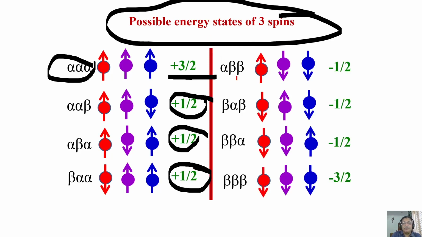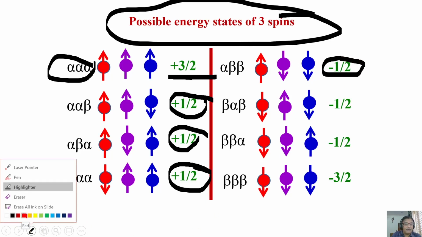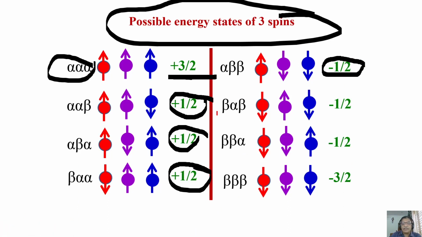Now I am considering two betas, one alpha. So this is one possible combination. Alpha, beta, beta. That is plus half, minus half, minus half. If you add up all the three, you will get minus half. Okay. That is the important point you must remember. Now next situation. Beta, alpha, beta. This is beta, this is alpha, this is beta.